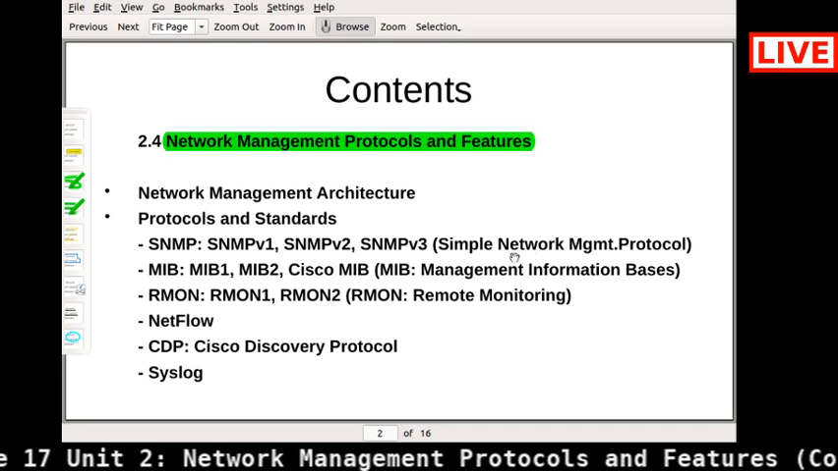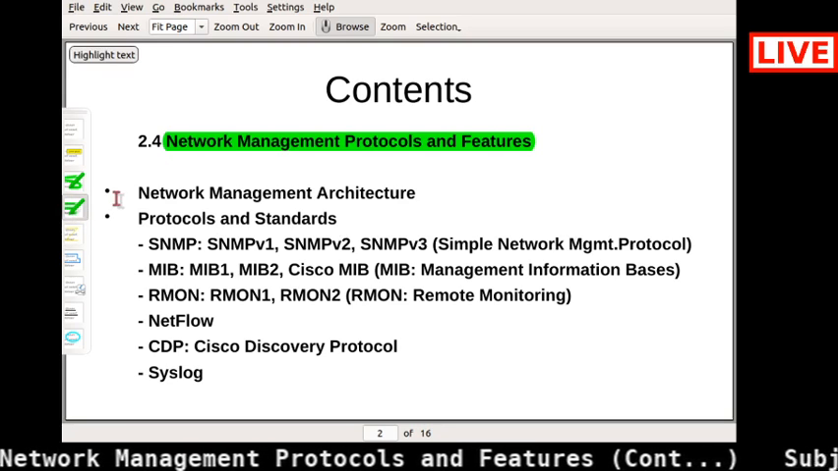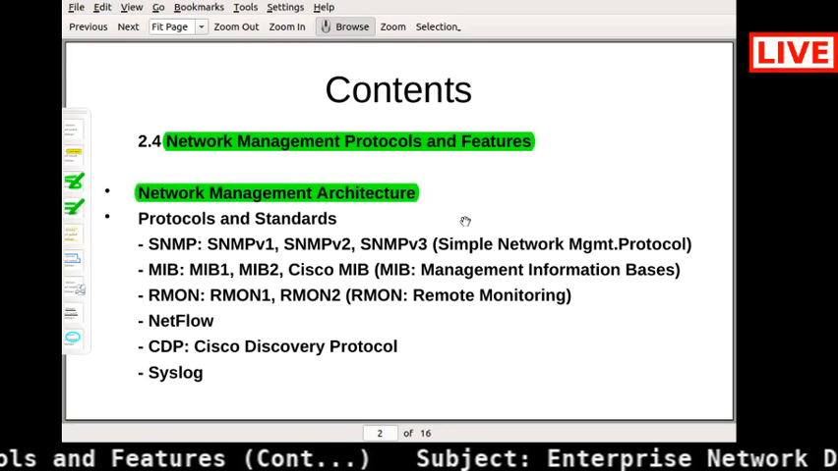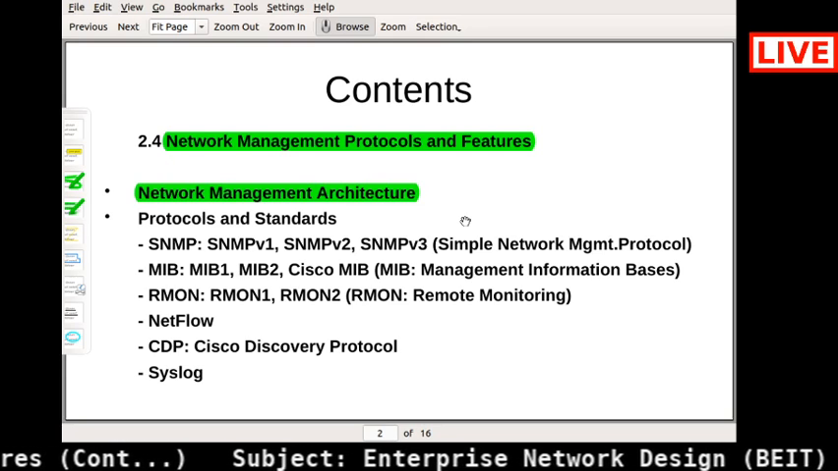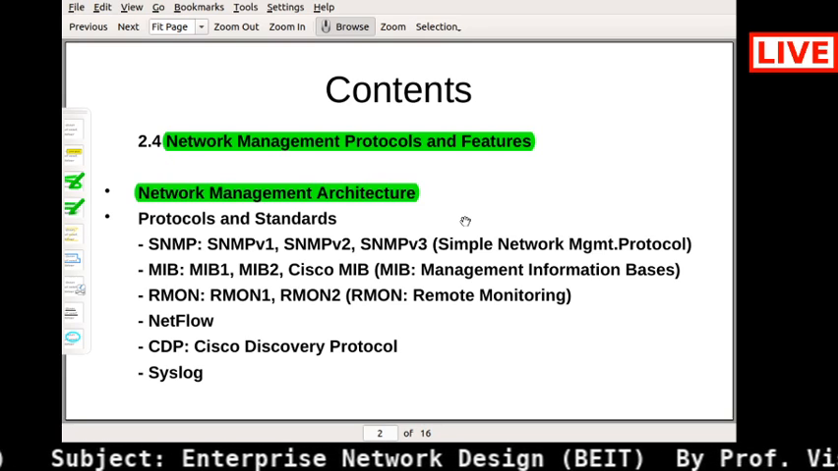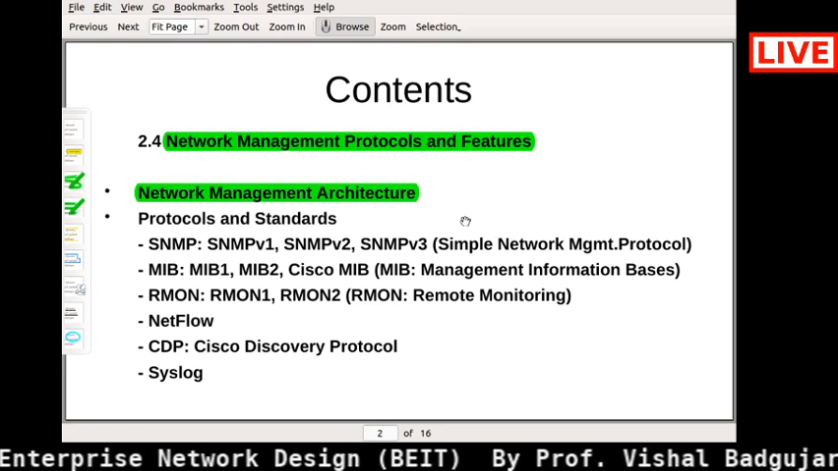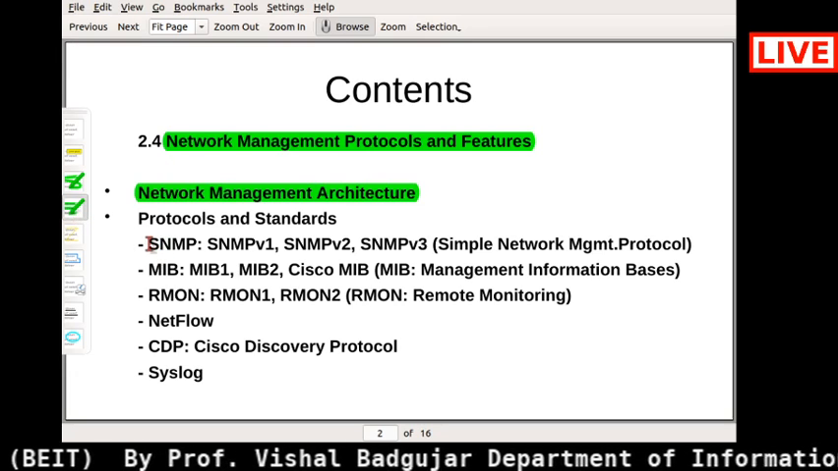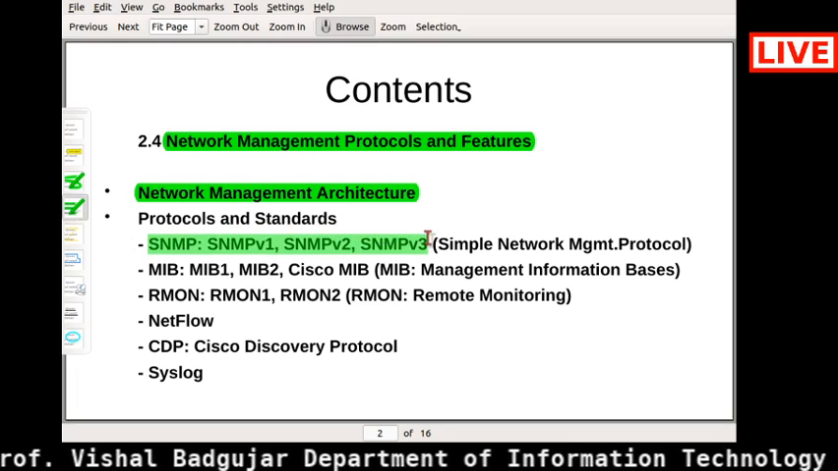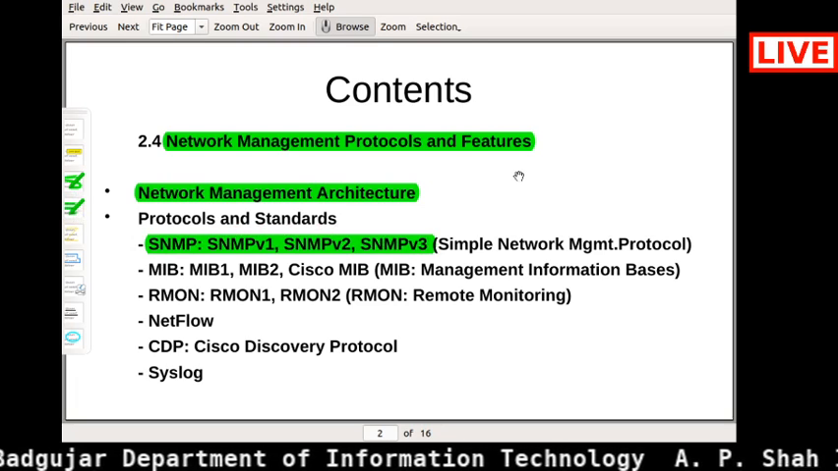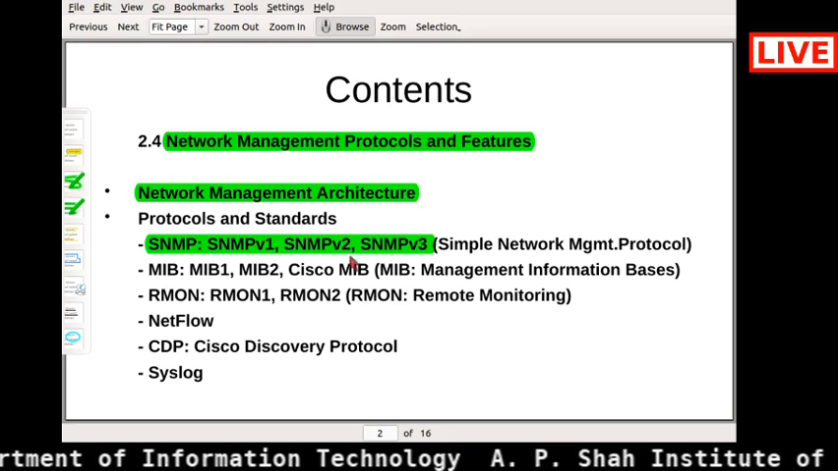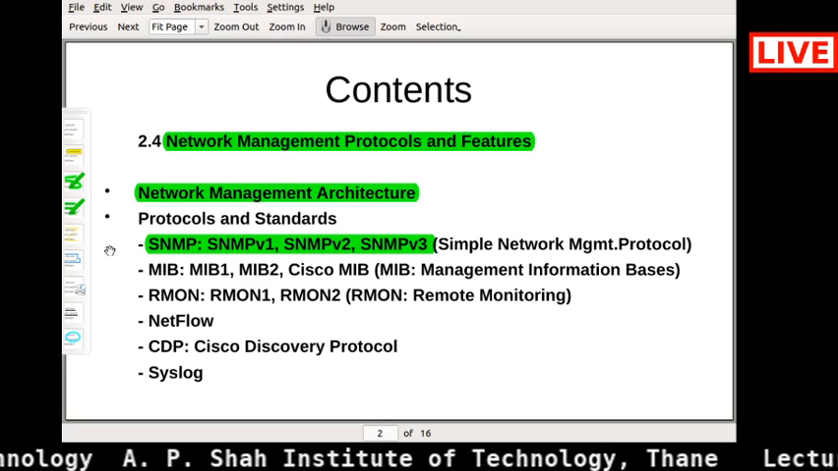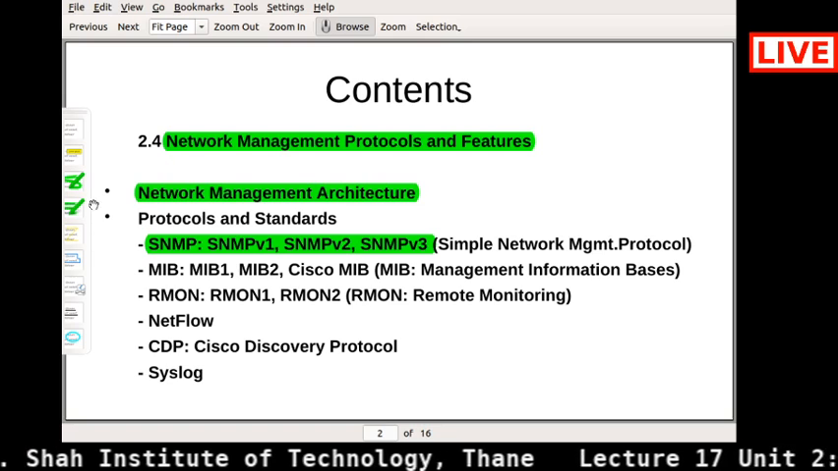In our last session, we discussed different network management protocols and their features. We have already seen the architecture of network management, which we also call a network management system, in short NMS. Then there are different protocols we have seen, like SNMP, simple network management protocol, of different versions, that is version 1, version 2 and version 3, and the differences between these versions, with their examples also discussed.